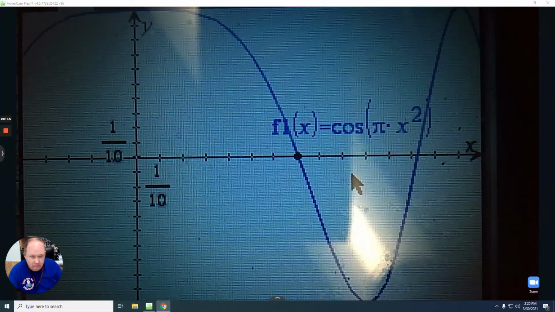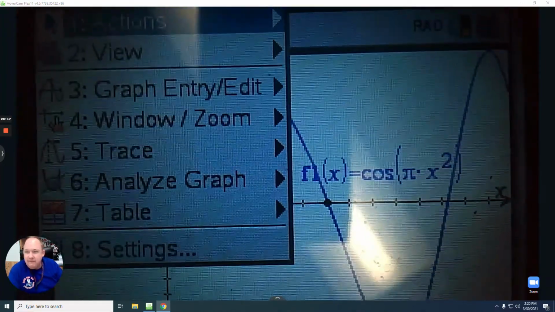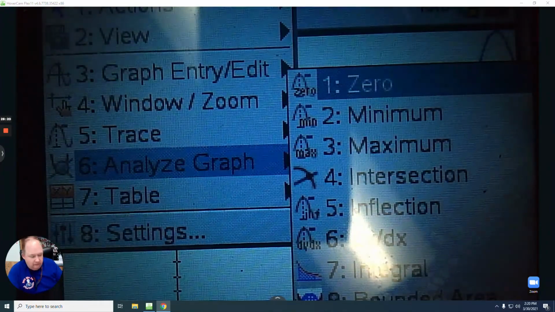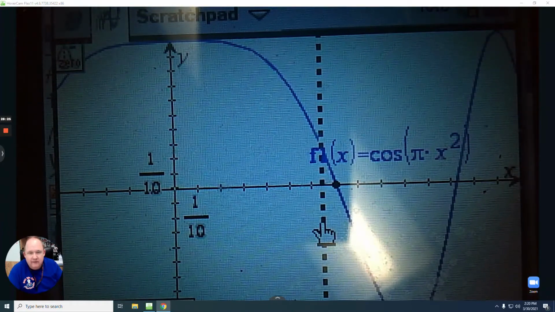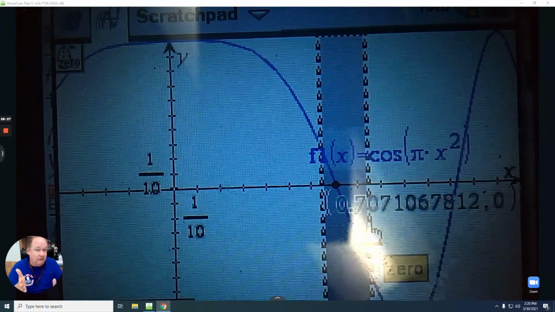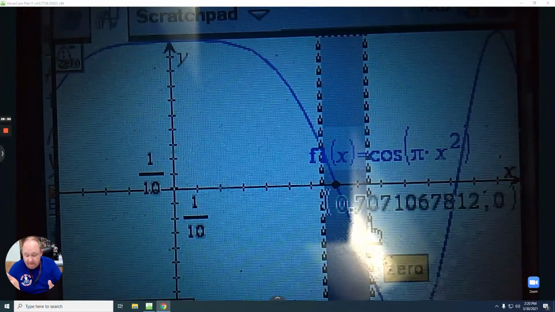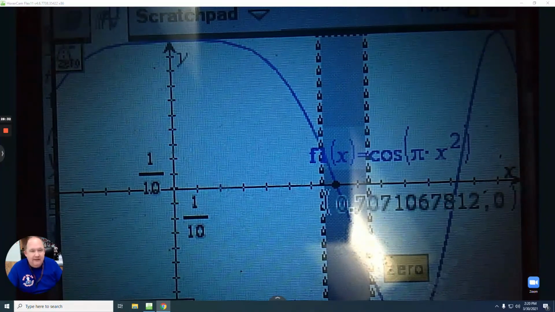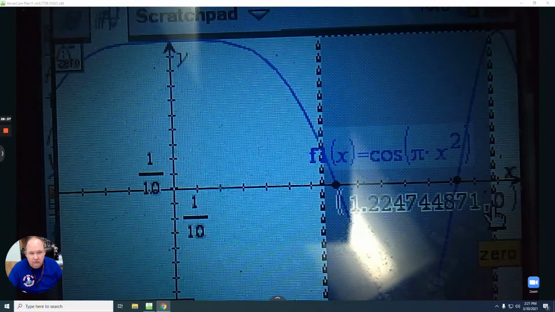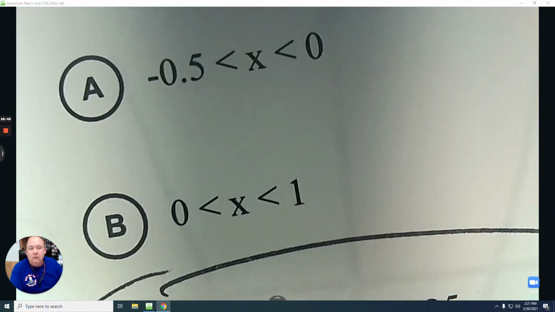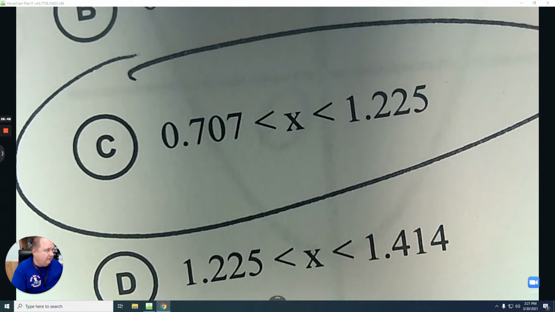All right, so let's get that first point. Let's go menu, analyze, number 6, and let's find the 0 there. So that first 0, move it to the left, press down, move it to the right, and you can see the first interval is 0.707. So there's only one answer that's like that. The other one is 1.225. So there's my answer. From 0.707 to 1.225, the derivative is below the axis.